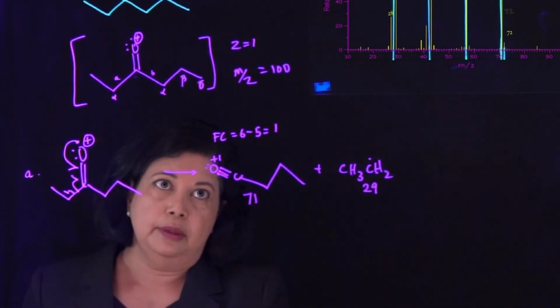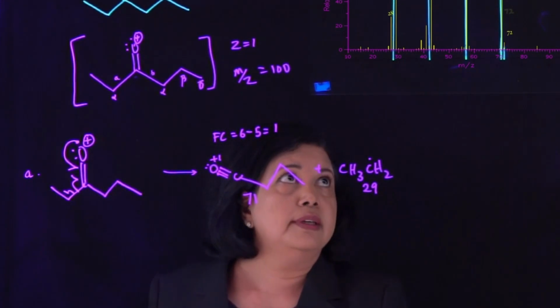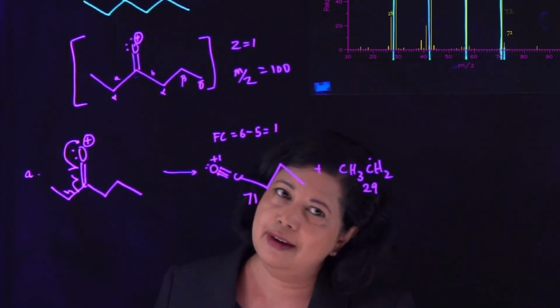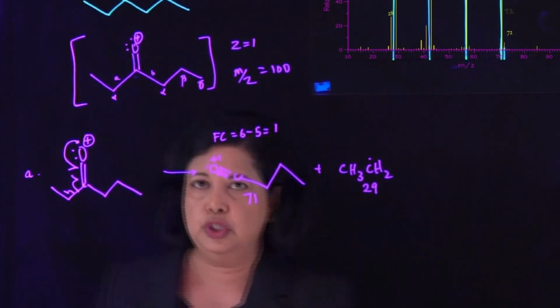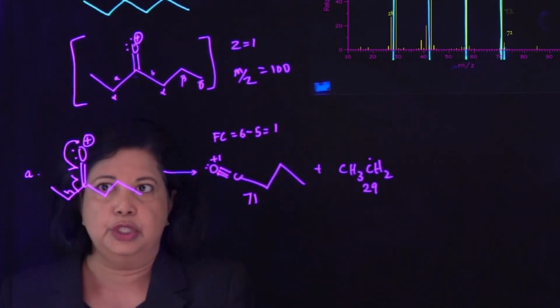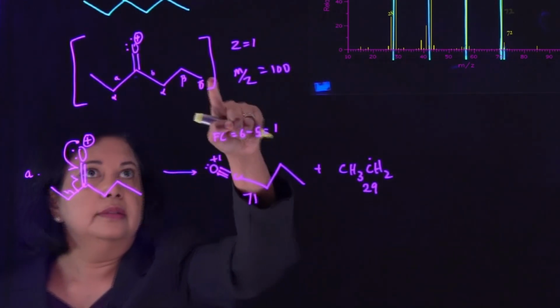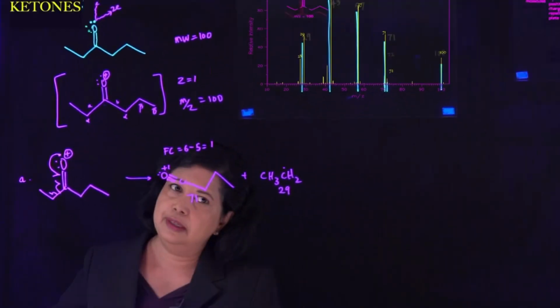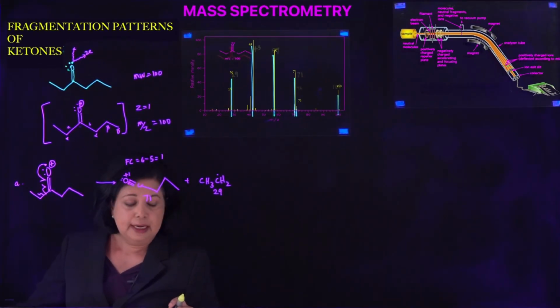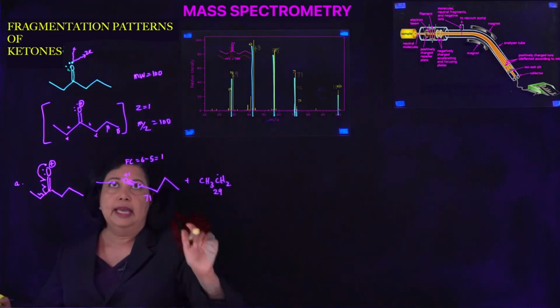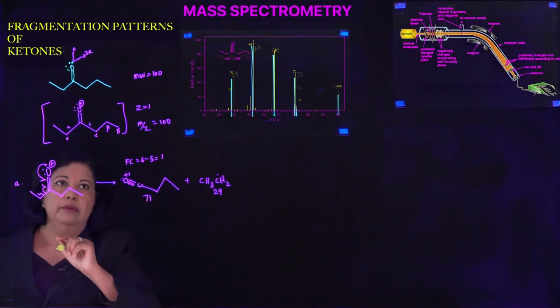72, what could that be? The difference between 71 and 72 is just 1, and 1 can only be a hydrogen. There's nothing else. So let's see what could be a possibility for 72. This is not a very long chain, but you still have up to gamma, which means you can do a gamma cleavage. We had a name for that, McLafferty rearrangement, and that's a possibility. Let's try doing one of those.